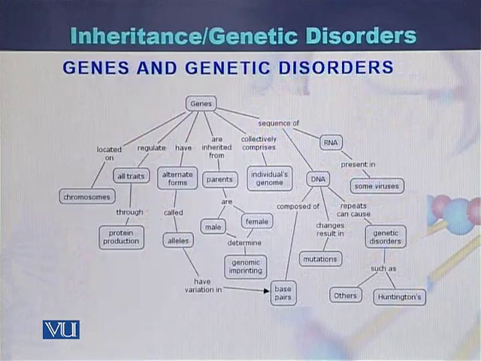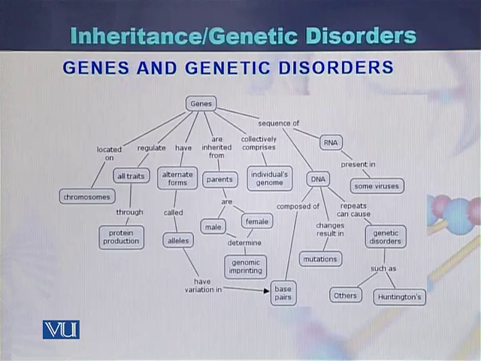If we do the comparison between genes and the genetic disorders, the genetic disorders are due to the genes. If the sequence of the gene is normal, then the individual would not have the disease, while if there is a mutation in the gene, the individual would have a genetic disorder, also called genetic disease.